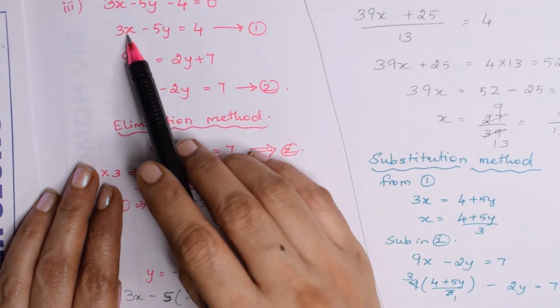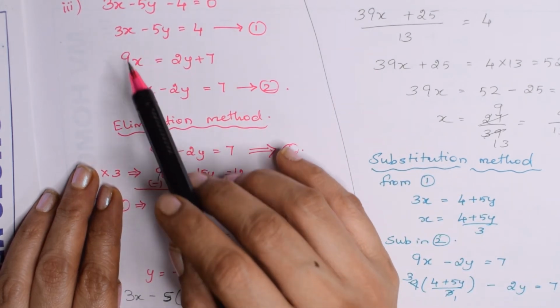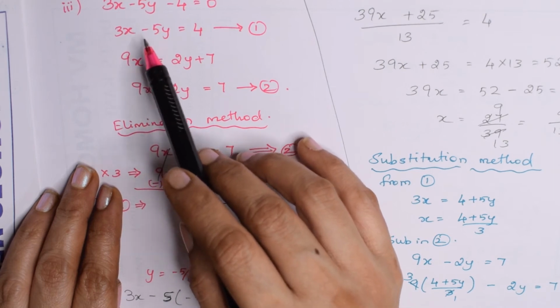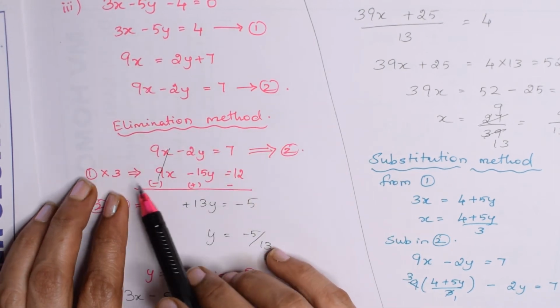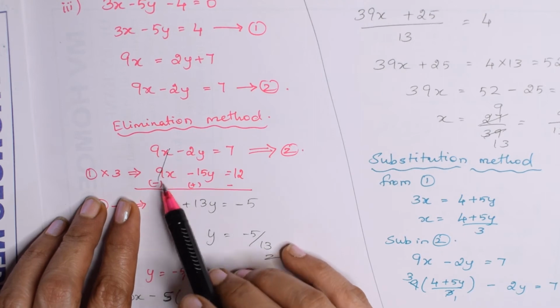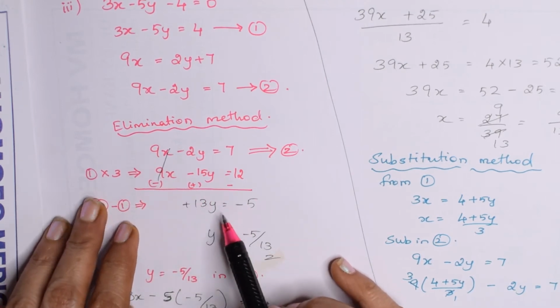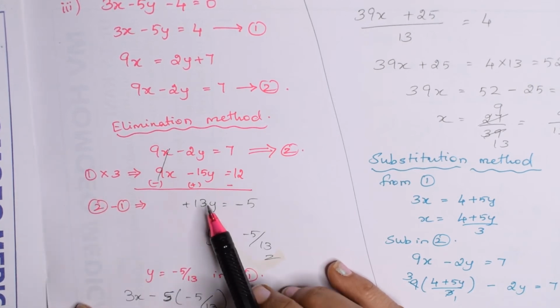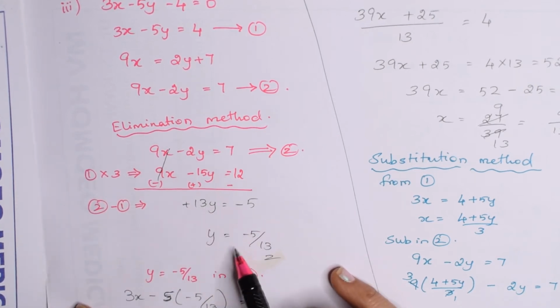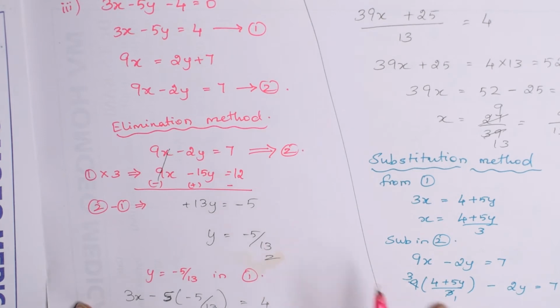And I see that 3 and 9 are multiples, right? So 3 into 3. So first equation into 3 I multiplied, and I saw that both the values are having positive numbers. So I subtracted and I find the value of 13y is equal to minus 5. y is equal to minus 5 by 13.